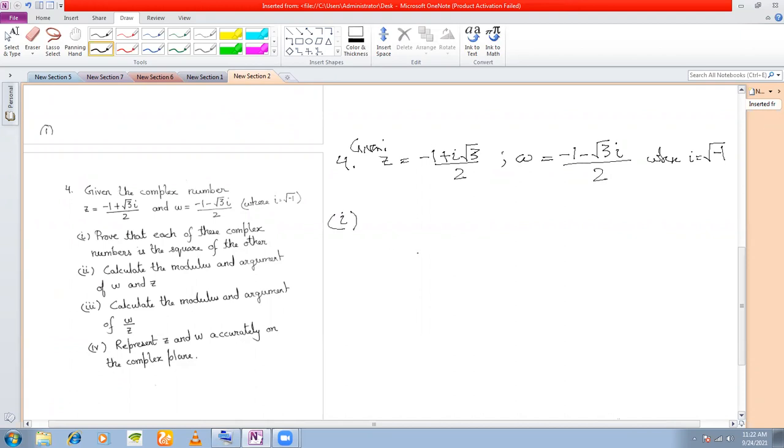First part. Prove that each of these complex numbers is the square of the other. That means you need to prove that if you square z, you're going to get omega. And if you square omega, you're going to get z. Now that is something that is very easy. So let's start it.